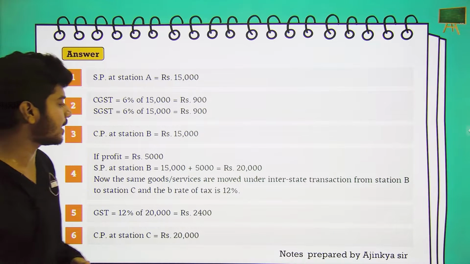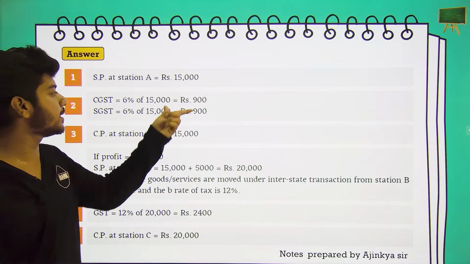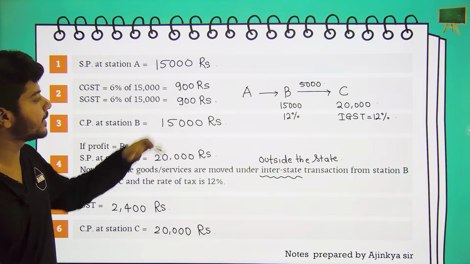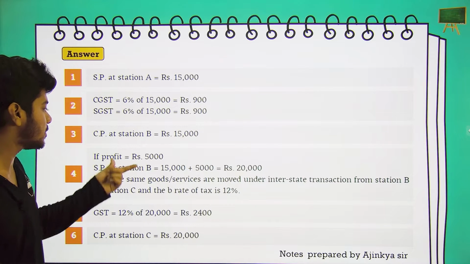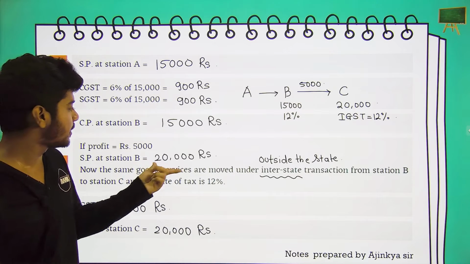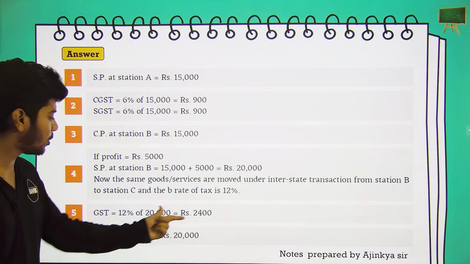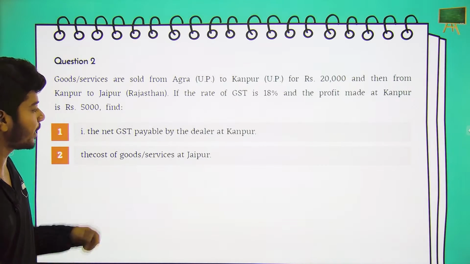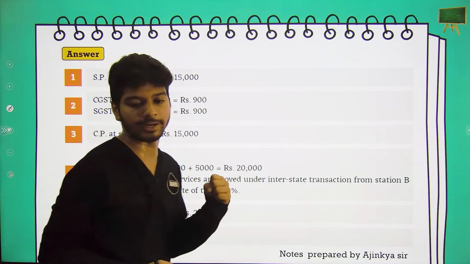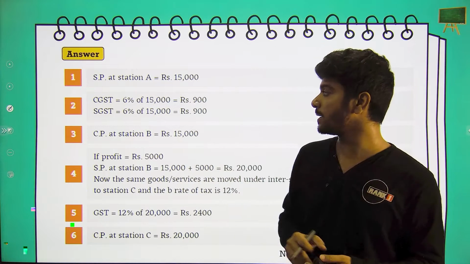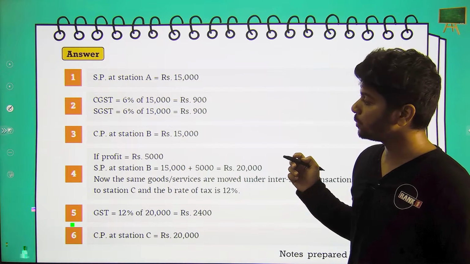Let's verify our answer. 15,000, then again 15,000, then next is 20,000, 2,400 and 20,000. So our answer is correct. I hope the concept is clear. Now let's move on to the next sum.